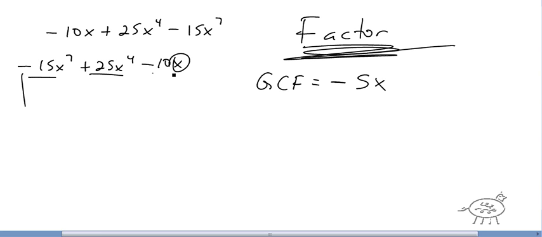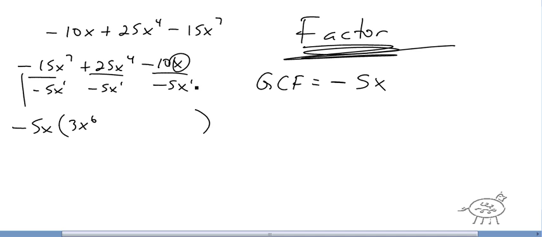So I divide everything by negative 5x, negative 5x, negative 5x. So I have negative 5x in parentheses, and then negative over negative is a positive, so it's 3x to the sixth. Because remember, you're doing battle with x to the 1. The next one is going to be minus 5x to the third, and then plus 2. And that's your final answer. Okay? You can do one more problem, promise, that has 2 variables in it.